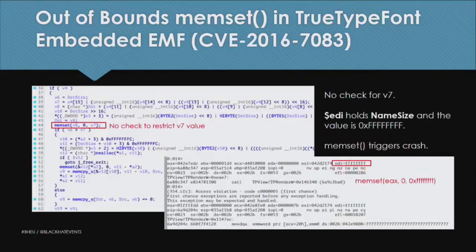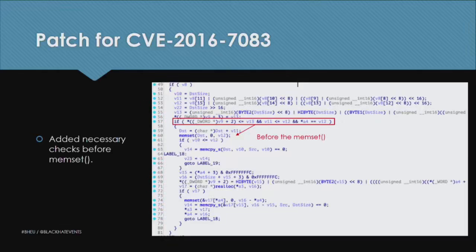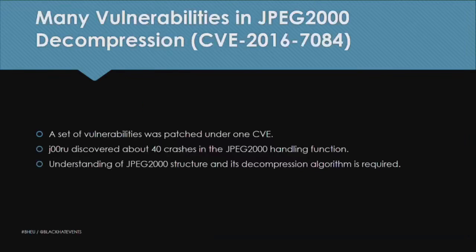Now look at the IDA screenshot. Variable v7 is the name size that we can control. Before the memset call, there is no check on v7 to ensure its value. In the WinDbg picture, the EDI register is the name size. It is set to a very large number, hex 8F. Then after we call memset, it causes the memory corruption. The patch code added some necessary checks before the memset call to mitigate the vulnerability.